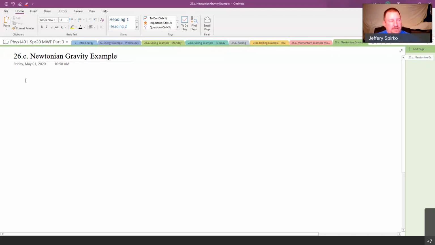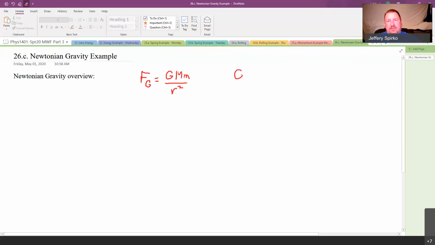So I thought I'd do a different example today, comparing the Newtonian gravity to the plain traditional gravity that we use. And here is a quick overview. The force of gravity is equal to capital G, capital M, little m, over r squared.